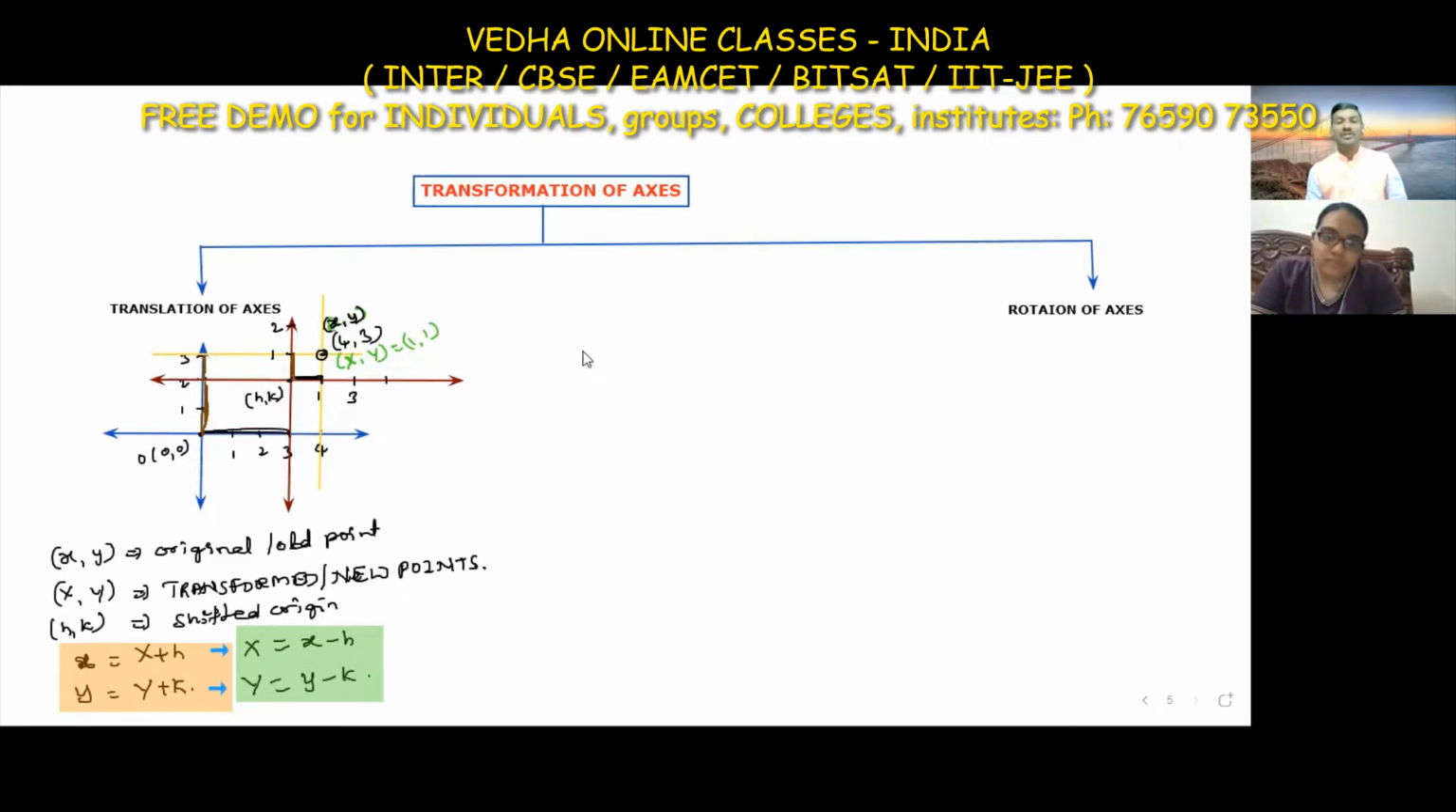Now we come to the rotation of axis. Usually the horizontal line is the x-axis and the vertical line is the y-axis. Why is horizontal always the x-axis and vertical the y-axis? Can we rotate? Yes. Now we are rotating the axis here.